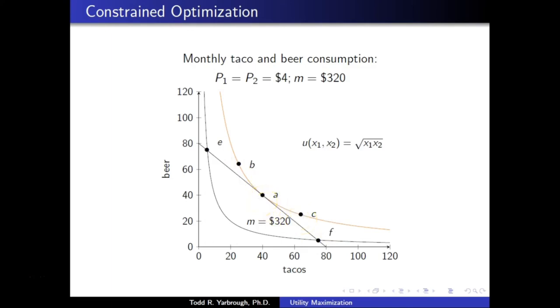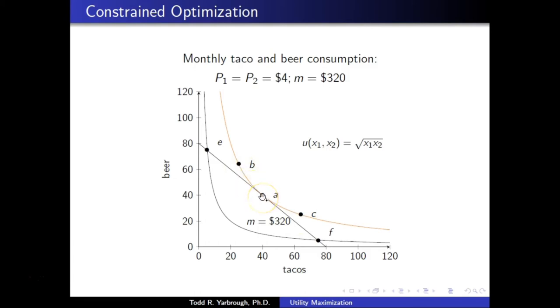Now, a couple of things should jump out to you. First off, notice that I can afford three of the bundles listed here. I can afford bundle A, I can afford bundle F, and I can afford bundle E. None of the other bundles that have been listed can I afford. I cannot afford C. It's beyond my budget constraint. And for the same reason, I cannot afford B.